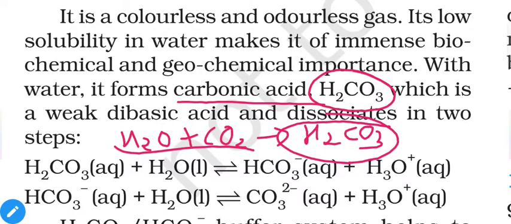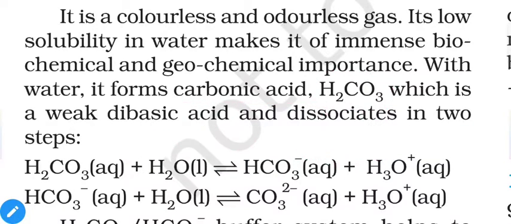This acid is a weak acid, and it is dibasic. That means it produces two conjugate bases. So first, when one hydrogen as H plus is removed from carbonic acid, it produces first conjugate base HCO3 minus. In second reaction, one more hydrogen will be removed to produce CO3 2 minus, which is second conjugate base.